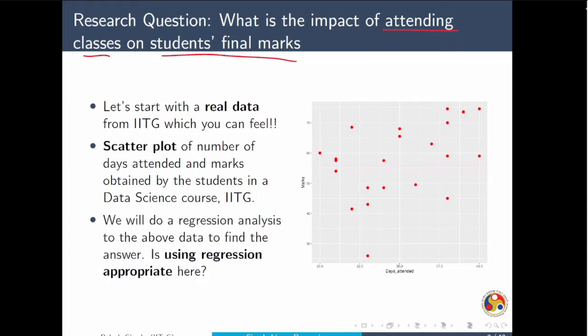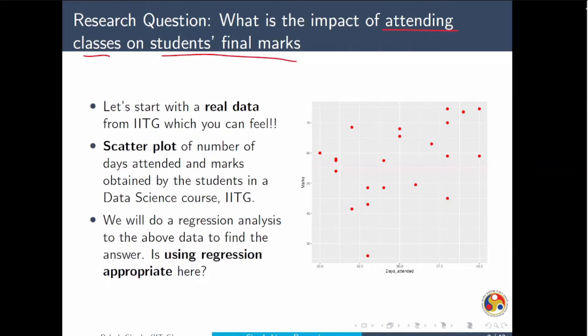And why do I want to know that? Because then I can encourage my students that, look, those who attend class have higher marks or something like that. But it may happen that the data we have may not be sufficient. That is a separate question. We have a very small data set here.